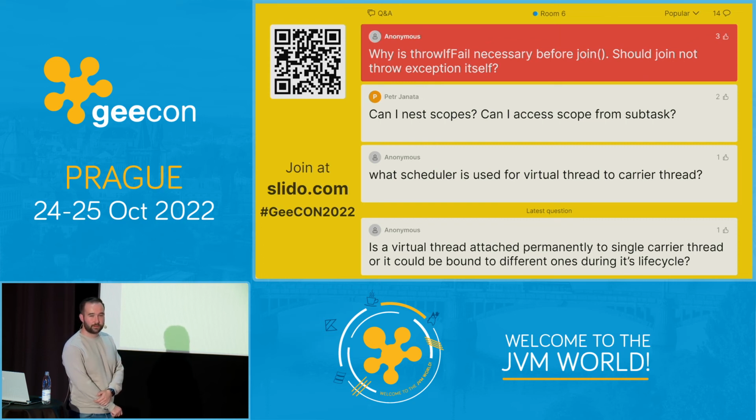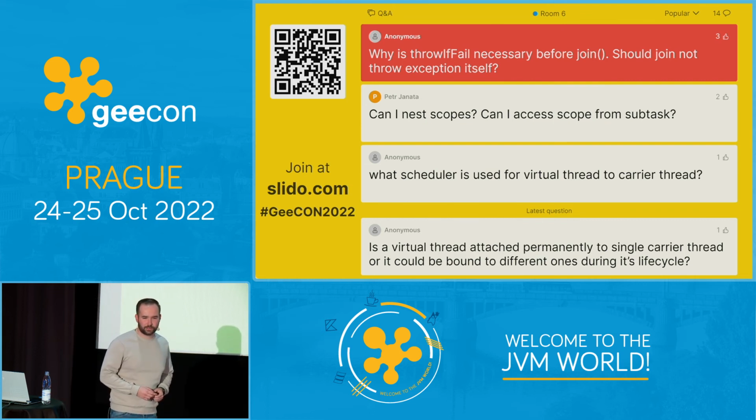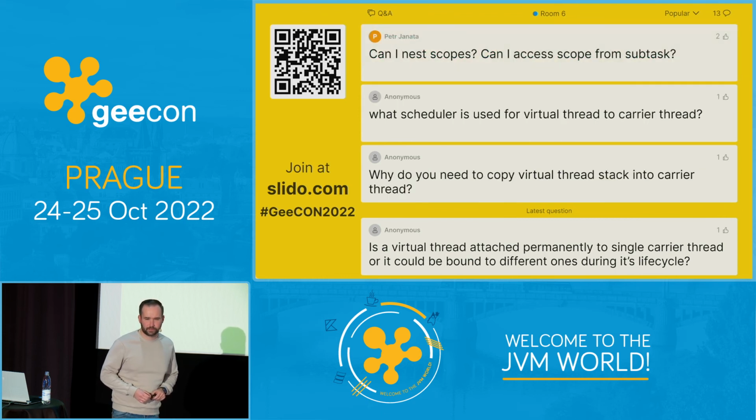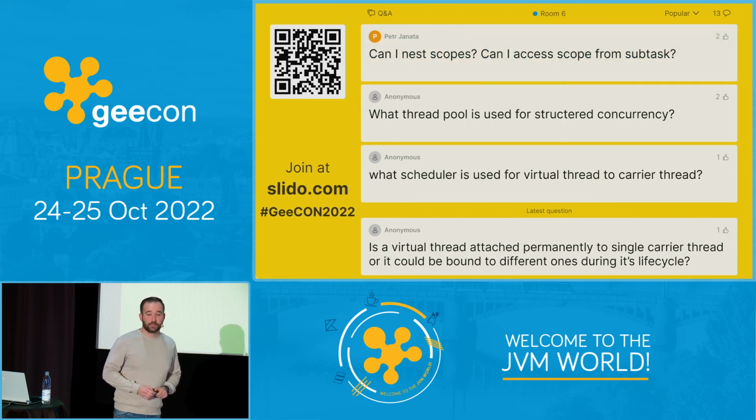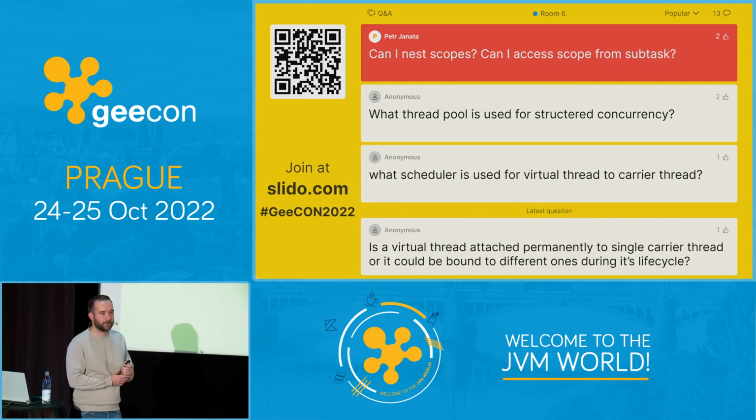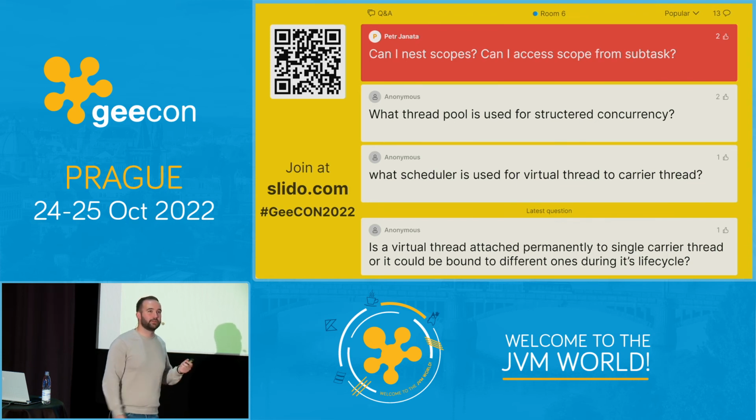I think it will just swallow the exception, but I never tried it. Can I nest scopes? Can I access scope from subtasks? Yes, you can, but then it will throw an exception. The parent thread, as it were, is the only one who is allowed to... No? Yes, you can use a new structured task scope inside that thread, but you can't use the old scope inside the new thread. Won't it throw an exception when you try to access things?